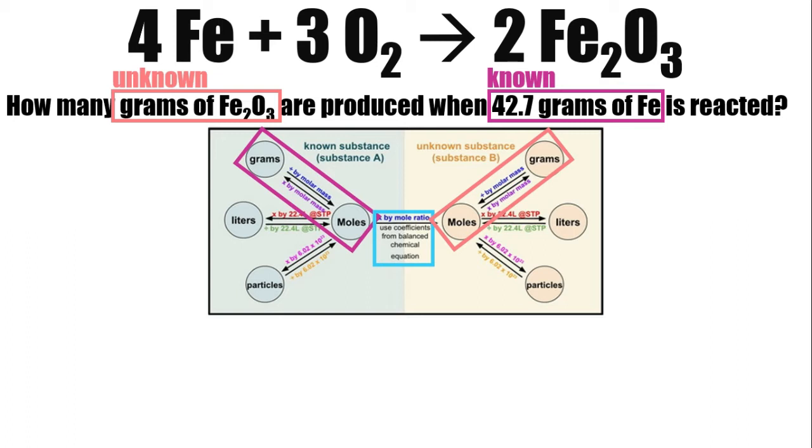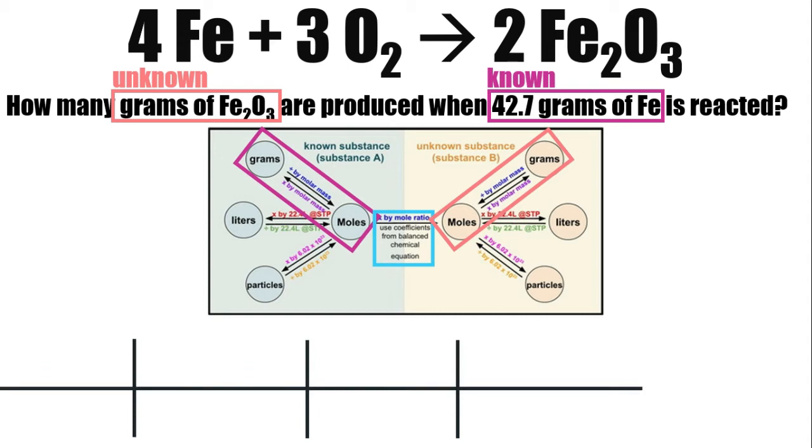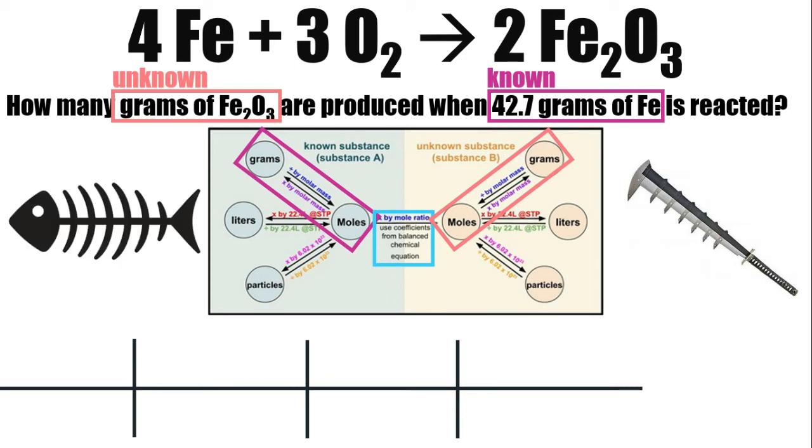Easy, right? Now let's try to solve it. Draw the table. Of course it will be enhanced too, right? So it now looks like the sword of Renji in Bleach, or a fishbone. Call it whatever you like. Okay, so we start with the given. Boom, 42.7 grams of iron in the upper left, leftmost.